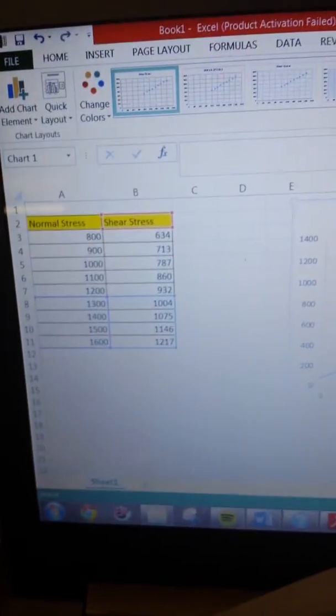So I've done it on Excel. Got my normal stress, shear stress. I've plotted it in. I had all the points, but in the question they ask us just to use 1300 to 1600 to estimate the Coulomb parameters. So I've put those 4 points in. I've inserted a linear trend line, so R squared equals 1, so it's a perfect fit. And then I've extended the trend line all the way down here.